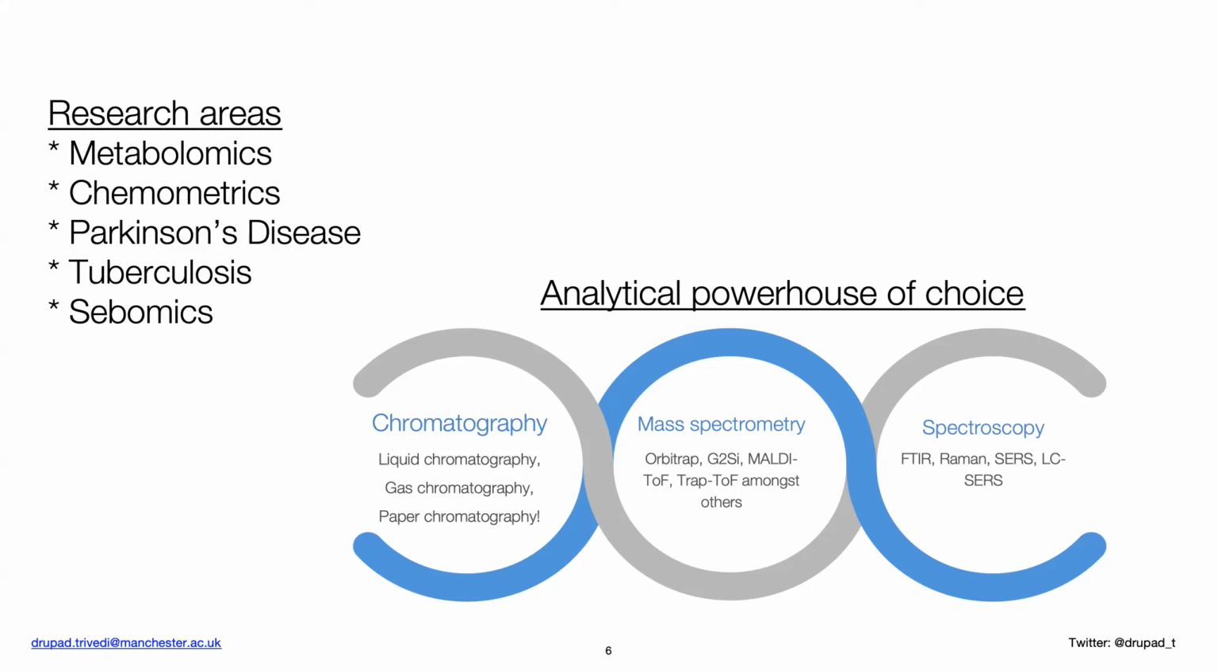And to do that, I use lots of analytical powerhouses, like chromatography. You might have done it in your schools. I use mass spectrometry, which are quite high resolution instruments, and they can detect carbons and nitrogens in a molecule, and you can count them. And I also sometimes use spectroscopy, which is shining light on things. So there are lots of options I use to try and detect these molecules.